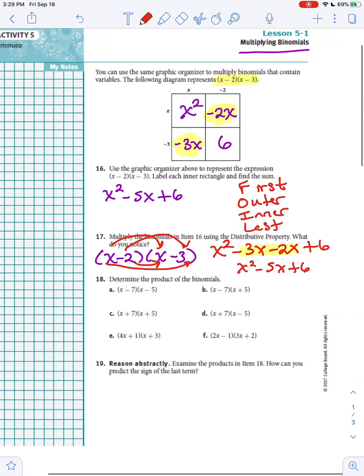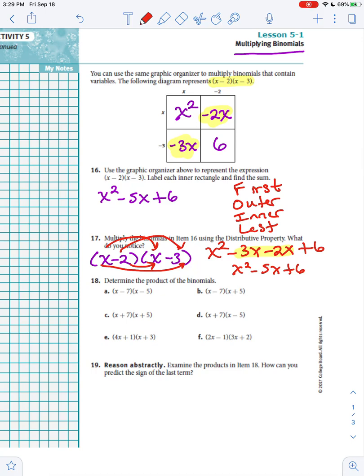All right, so we're going to practice some now in number 18. Okay, I'm going to use the side to do some of those. I want to start with looking at A, B, C, and D, because if you notice, those four problems all contain 7 and 5, but they have different forms of them.